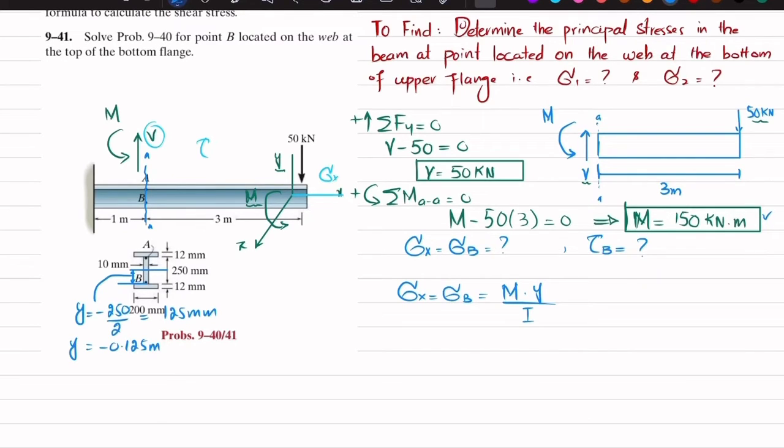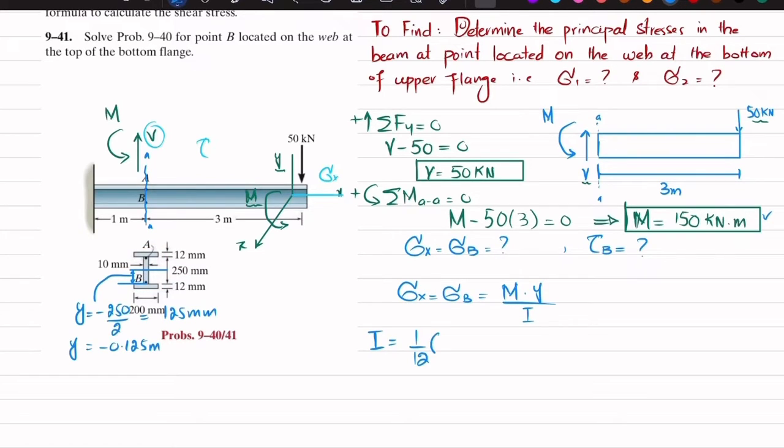And what about I? We will find I, the section property, which is equal to 1 over 12 B H cubed. B is 200 and H is the total, 274. So we will take this whole box and find the moment of inertia about this axis, and then subtract the moment of inertia of the remaining two. That will give you the moment of inertia of this shaded portion.